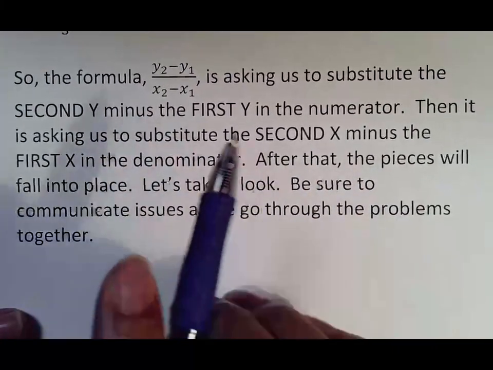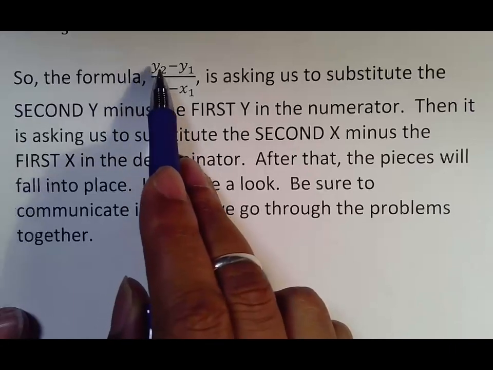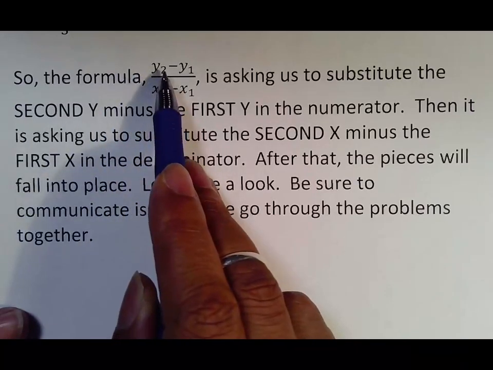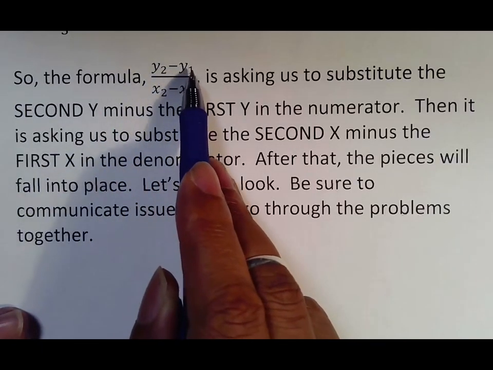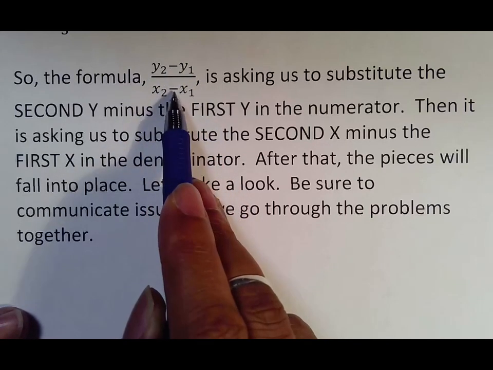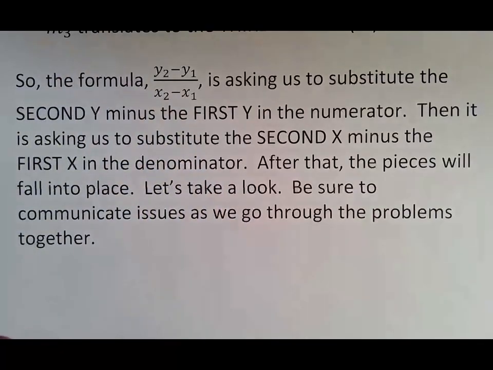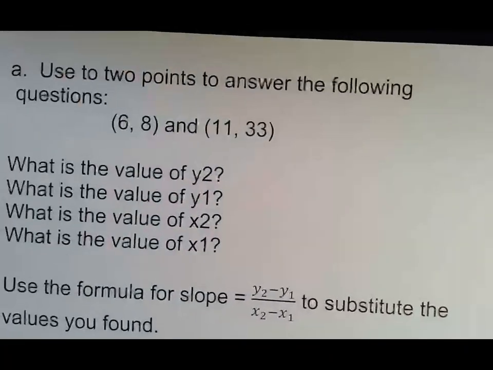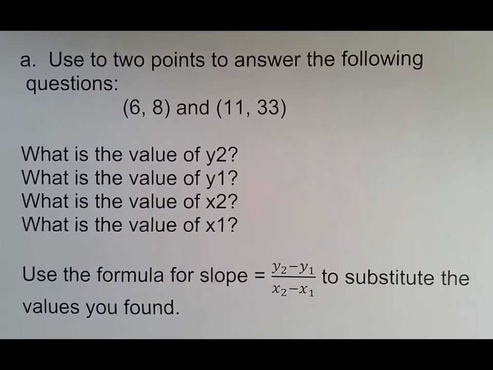So when you're looking at the formula here, it's asking you to do, as you read, the second y minus the first y over the second x minus the first x. When you understand how that works, it's going to be easier to work with because you at least know what you're looking for. And again, that is part of the work you need to do.